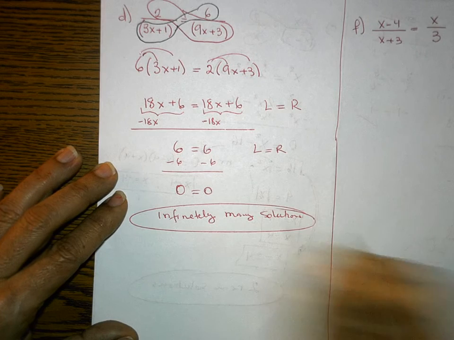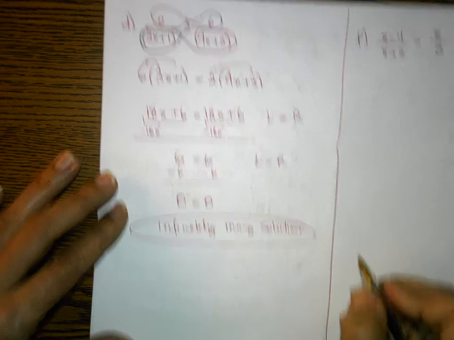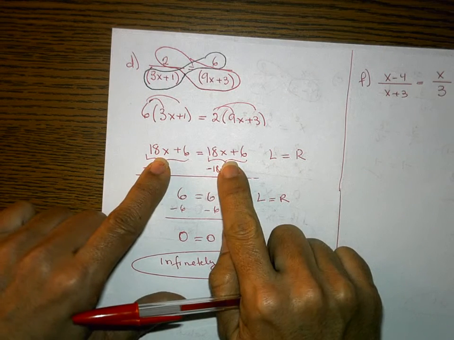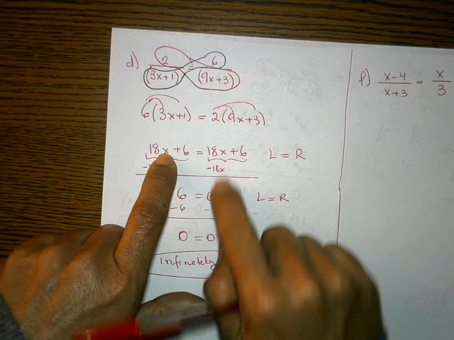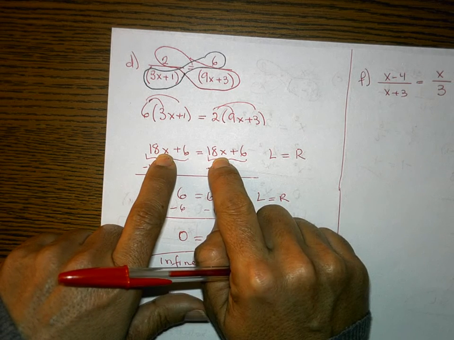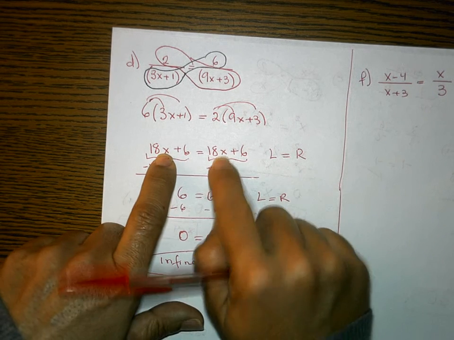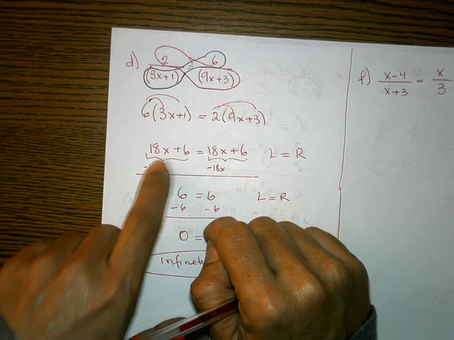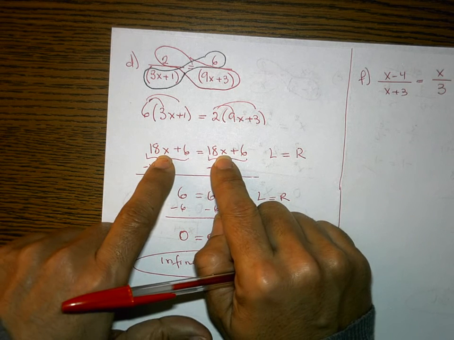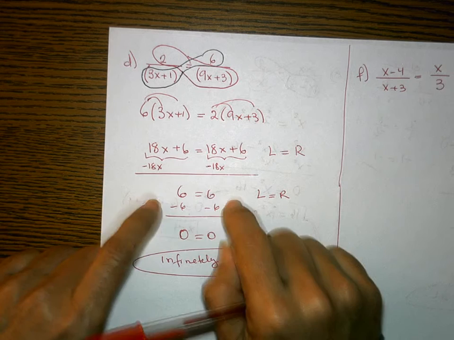This is the case where we're going to have infinitely many solutions because we have exactly the same equation. If I plug in a 2 here and a 2 here, I'm going to get the same answer. If I plug in a 100, I'm going to get the same answer. If I plug in a million, I'm going to get the same answer on the left and on the right. So this is the infinitely many solutions.